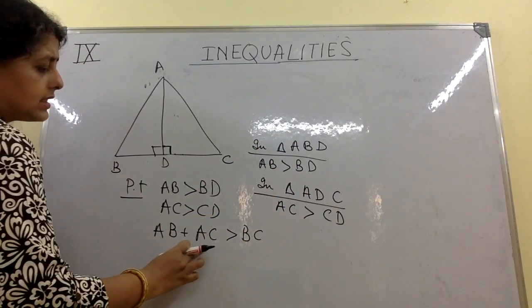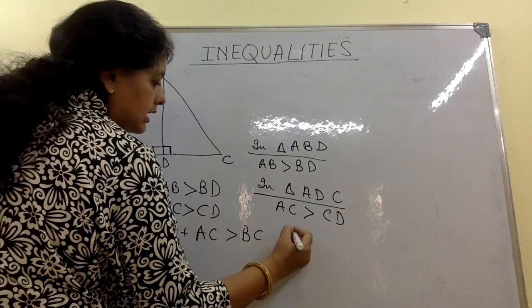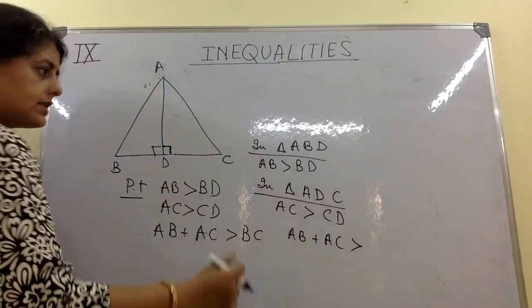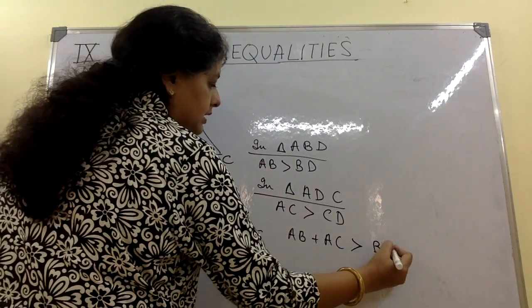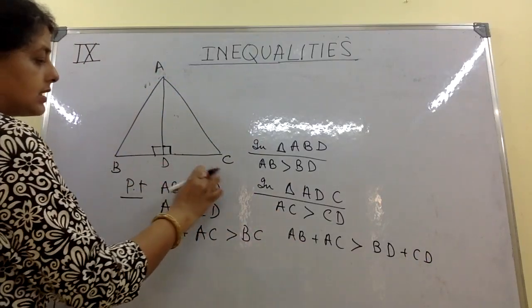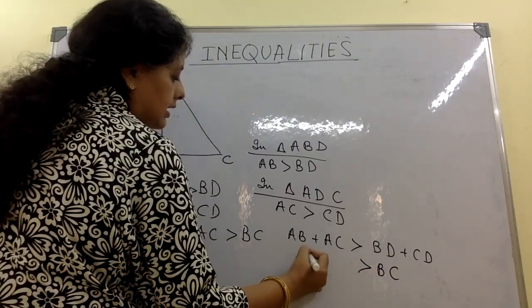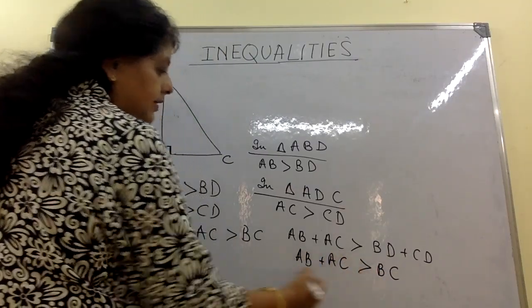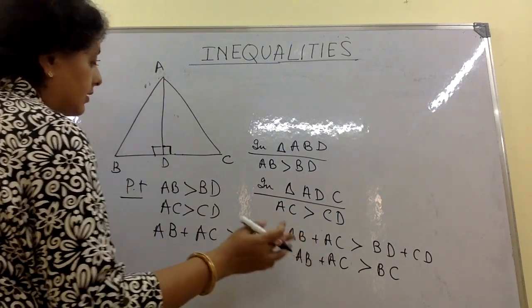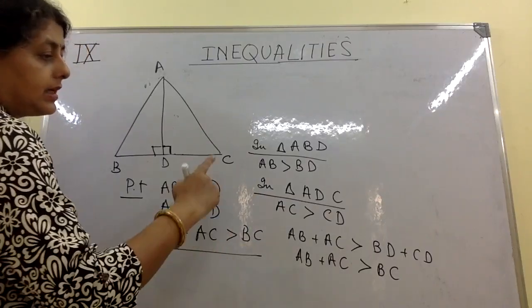Now, is AB plus AC greater than BC or not? I'll take these two inequalities and add them, left hand side with left hand side: AB plus AC is greater than BD plus CD. What is BD plus CD? BD plus CD is equal to BC. So AB plus AC is greater than BC. This is what they wanted. We got it by adding the inequalities.